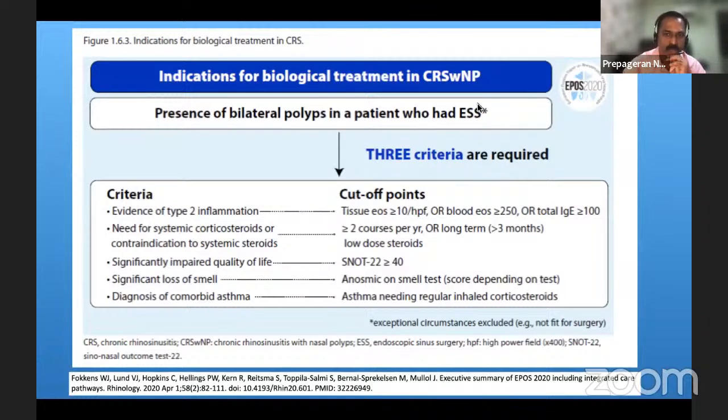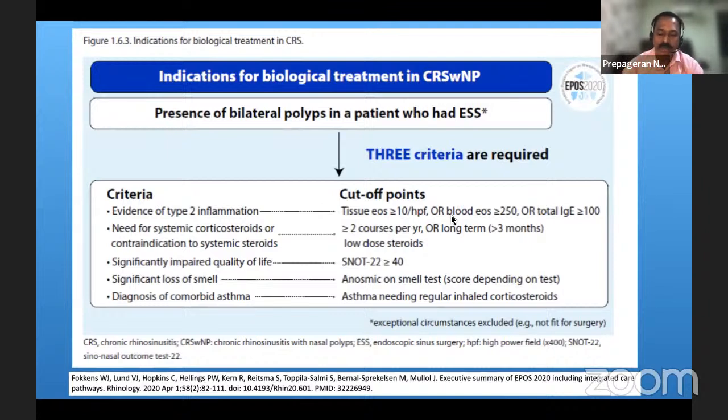And usually these are patients who've had surgery. There must be evidence of a type 2 inflammation, basically eosinophilia, either in a tissue or a blood eosinophilia or a total IgE. And there must have been use of oral corticosteroids, at least more than twice a year or long term. And there must be a significant impairment of quality of life or loss of smell or comorbidity of asthma.